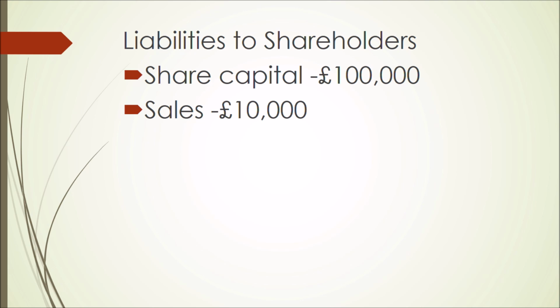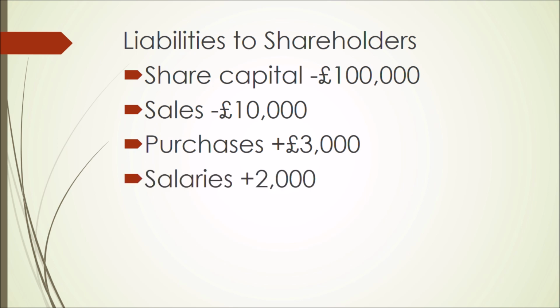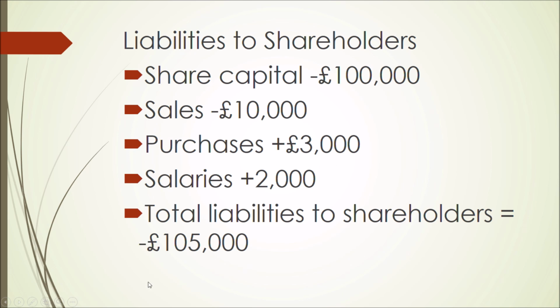The sales are minus £10,000. That's in the sales cup. The purchases are plus £3,000, and the salaries were plus £3,000. So the shareholders, we owe them £100,000 there. We owe them the £100,000 for the sales that we made, but we can deduct off that our expenses, £5,000. So the amount that we owe our shareholders is minus £105,000. From the company's perspective, it's minus £105,000.